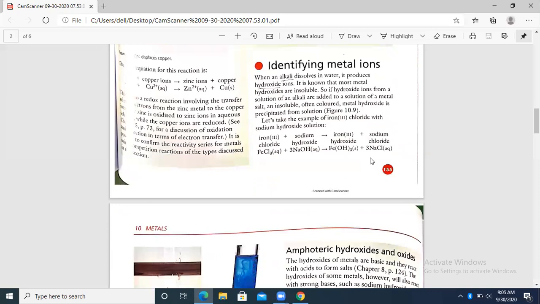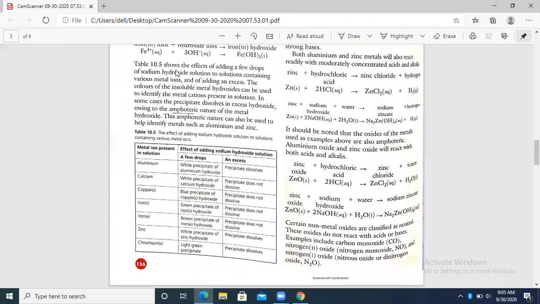Okay, so here there is a table. This table shows the effect of adding a few drops of sodium hydroxide solution to solutions containing various metal ions, and of adding an excess. Again, we are adding more. What will happen? The colors of the insoluble metal hydroxides can be used to identify the metal cations present in solution. In some cases, the precipitate dissolves in excess hydroxide due to the amphoteric nature of the metal hydroxide.